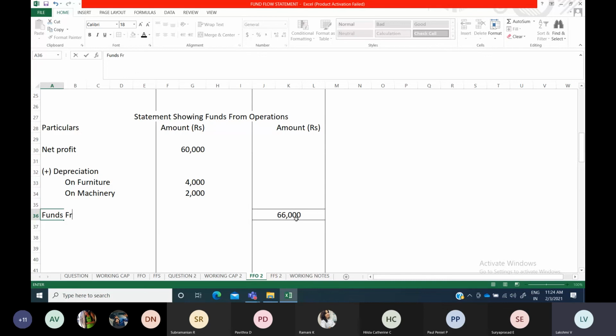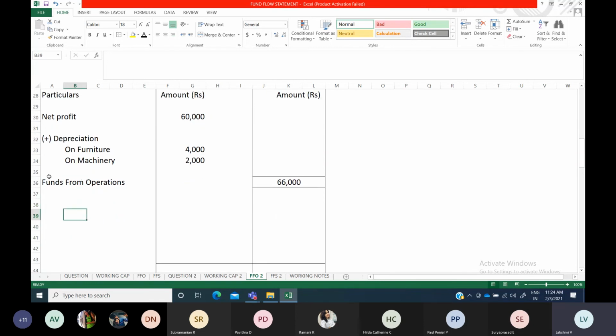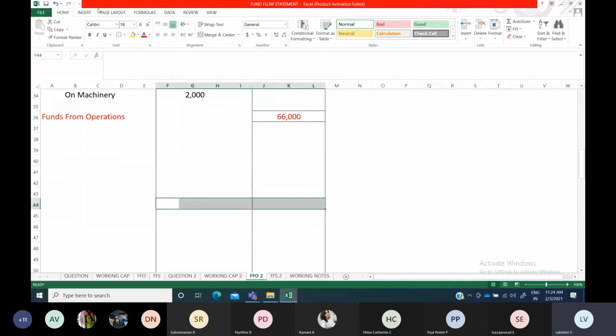Sometimes you might even get fund outflow also. Funds from operations you might get, fund outflow from operations also you might get. Okay. So it depends upon the problem. Okay. So if net profit is less and this amount is more, you will get fund outflow from operations. Okay. Outflow of funds. So this is funds from operation. This is your second step. This amount, whatever we have found out now, will be your second step.